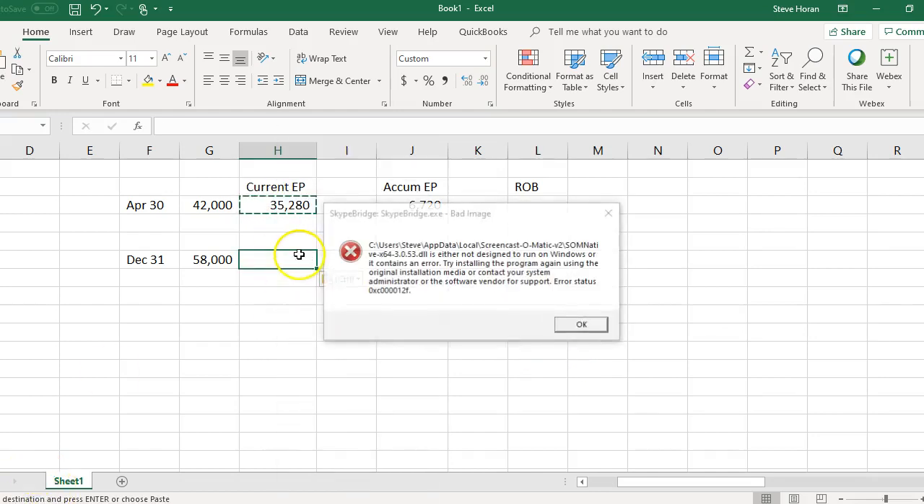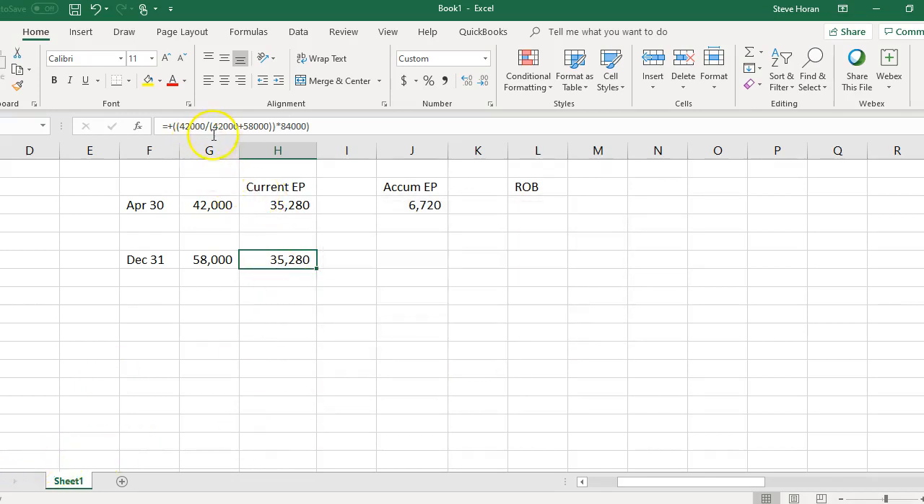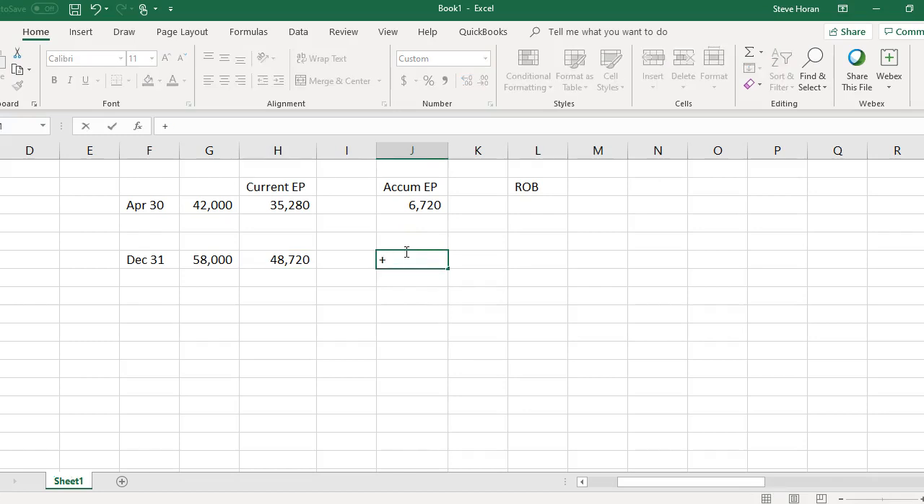I do the same kind of thing I did here, and I'll put it right here. So I'll copy and paste, and then I'll adjust my numbers. So instead of 42,000 divided by the sum of 42 plus 58, I take 58,000 and divide it by those two. So right there, I still multiply that by 84,000, and I get 48,720. Then over here, what I do is I take the remainder, and I go 58,000 minus the 48,720. Now, however, I have to be aware of something.